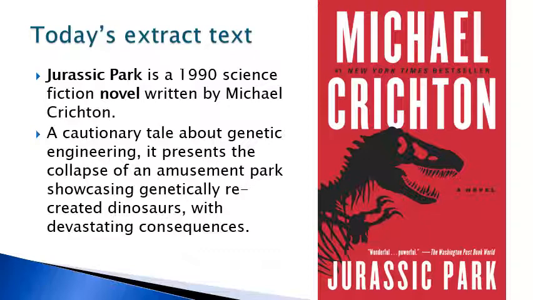And today's extract text that we're going to have a look at is Jurassic Park, written by Michael Crichton. And it is a 1990 science fiction novel. You might have seen the film. It is about an amusement park which genetically engineers extinct dinosaurs for the pleasure and enjoyment of guests to come and see, almost like a zoo. And it presents the collapse of that amusement park and the devastating consequences of playing God with these species and trying to control these dinosaurs that are so powerful.